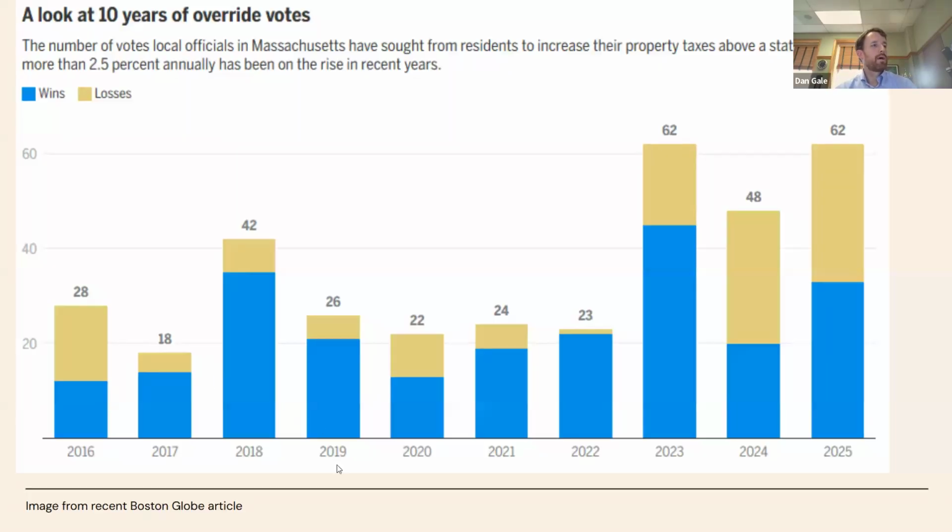This is just a slide from a recent Boston Globe article, a history of the last 10 years of overrides. You'll see there have been a lot more overrides in the last couple of years. 2023 was a good year for overrides; you can see more wins than losses. 2024 wasn't as good. It's about split in 25.